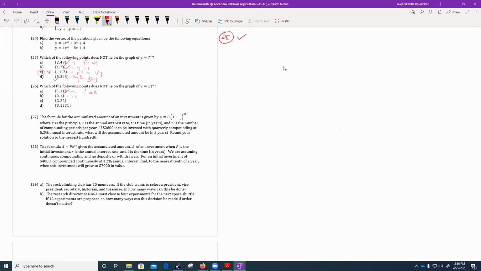Here, my x value is 0. So 11 to the power 0. Any number to the power 0 is 1. Yes, I'm getting correctly 1. And the third one, 11 to the power 2.